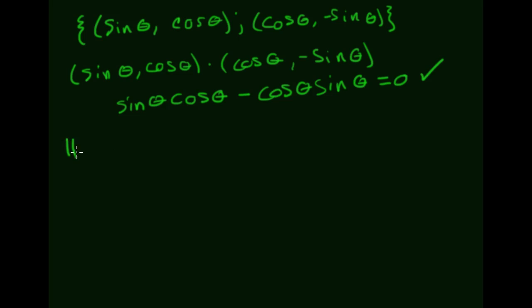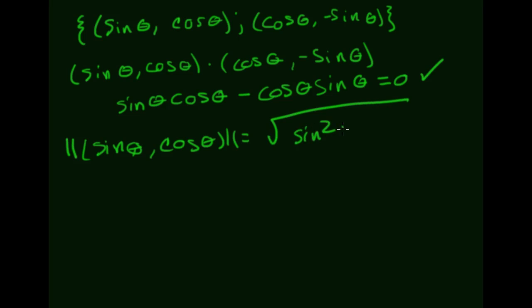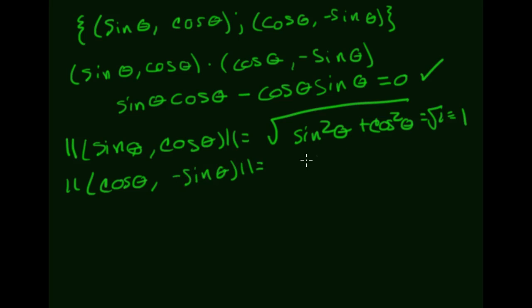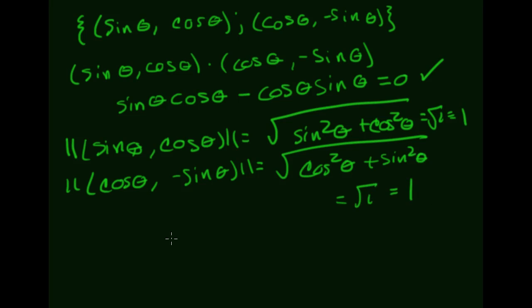So now we want to prove normalcy, right? So we take the magnitude of sine theta, cosine theta, which becomes square root of sine squared theta plus cosine squared theta, which is square root of 1, which is 1. So that's a unit vector. Likewise, cosine theta, negative sine theta, magnitude becomes square root of cosine squared theta plus sine squared theta, which is square root of 1, which is 1. So that's also a unit vector.